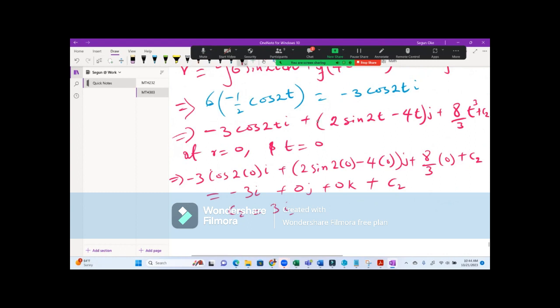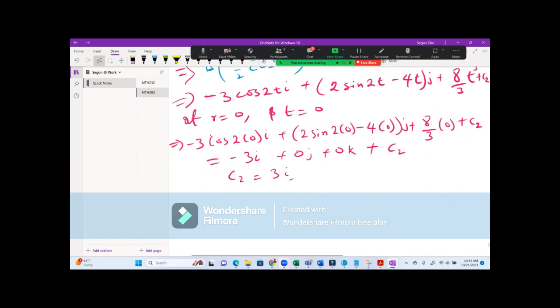Now, if c2 is 3i, what happens to the equation? Let's call this one equation 2. Equation 2 becomes what? We can now substitute it into equation 2 by saying our R equals 3 minus 3 cos 2t i, because I've already combined all the c together, plus 2 sine 2t minus 4t j plus 8 over 3 t cubed. That is what it asks us to do.